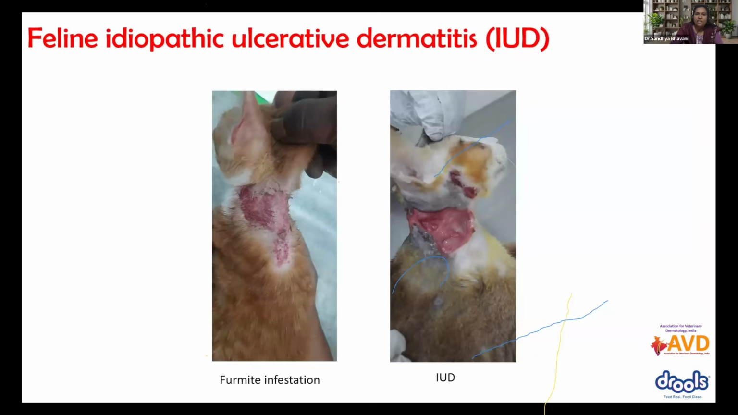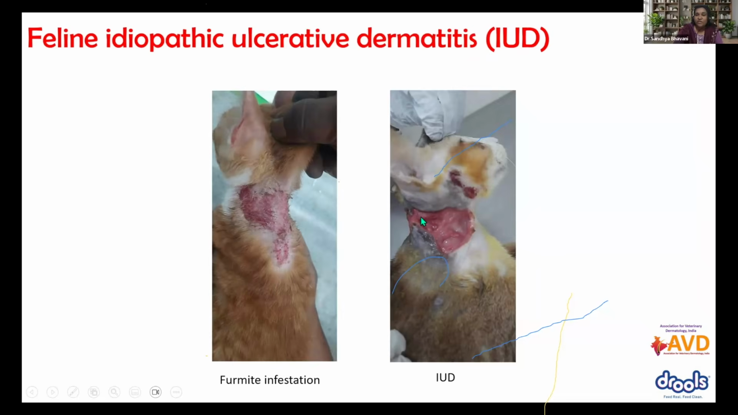So this is another one, feline idiopathic ulcerative dermatitis. All these reasons point to a behavioral disorder because of the excessive scratching, maybe anxiety or social stress, or aggravating factors are not known. What is the aggravating factor? It keeps on scratching. It is mainly seen on the neck and in the shoulder blade. So this lesion is an erosion, or it could be because of the fur mite. You can compare, and you can tell this is a more severe form of ulceration. This is actually an erosion.